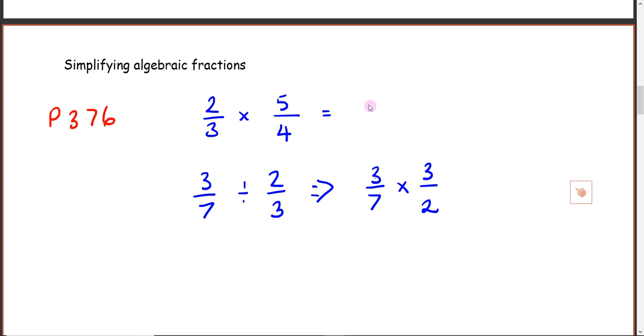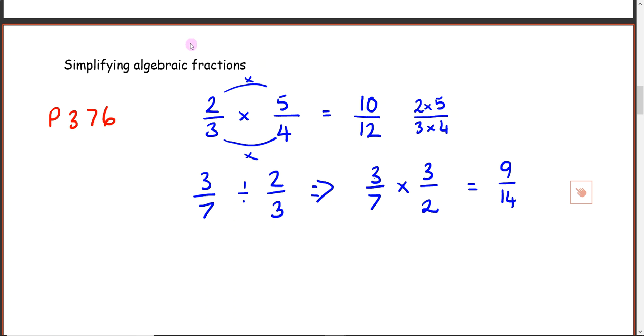So the answer would be 10/12, and this one would be 9/14. So we just multiply the top numbers, multiply the bottom. So we actually have 2 times 5 divided by 3 times 4. That's what we've done. Okay.